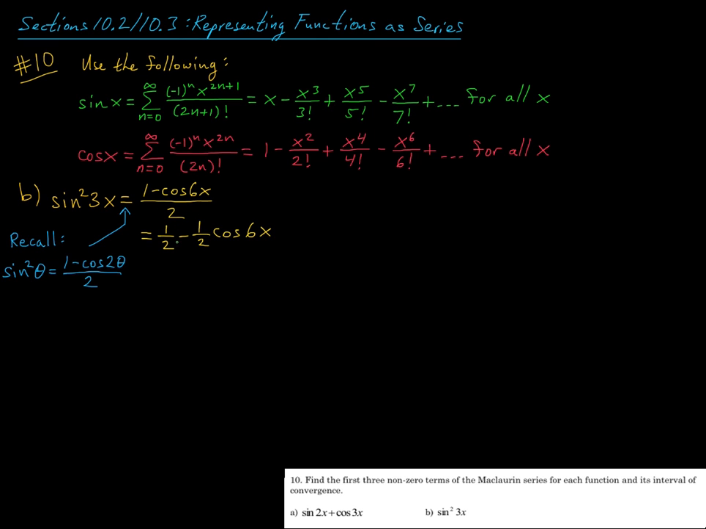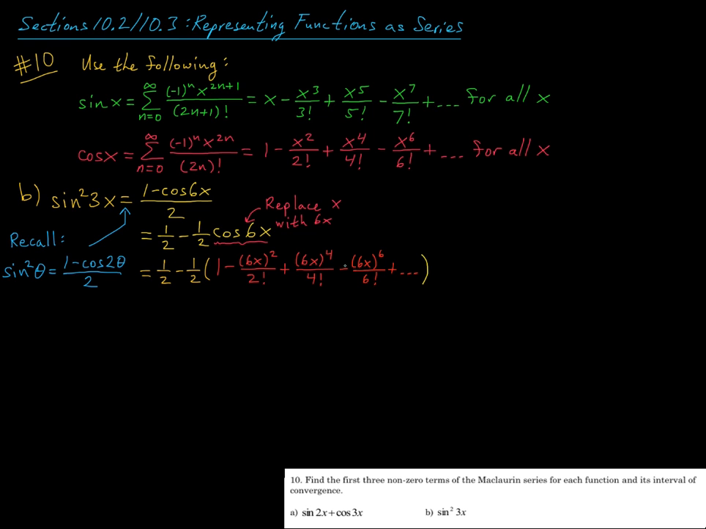And then here I'm just going to break this up as a half minus 1/2 of cosine 6x. All right, now what I'm going to do is trade in the cosine of 6x for this corresponding series, where I'm just using the cosine series and I'm going to replace x with 6x. So we do that here. So here in red I have 1 minus 6x squared over 2 factorial plus 6x to the 4th over 4 factorial, and so on.